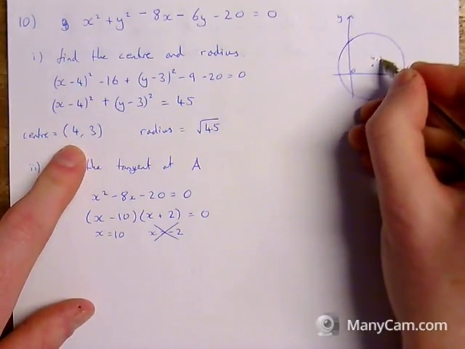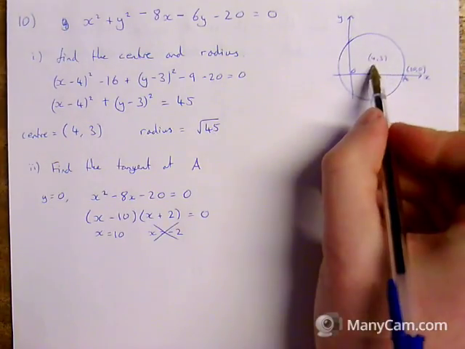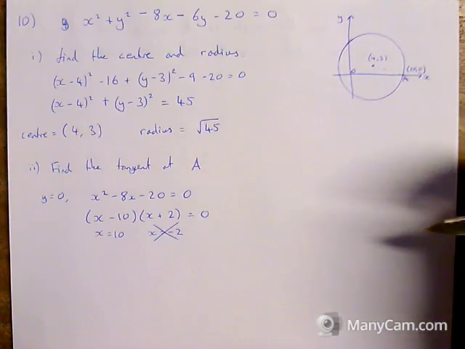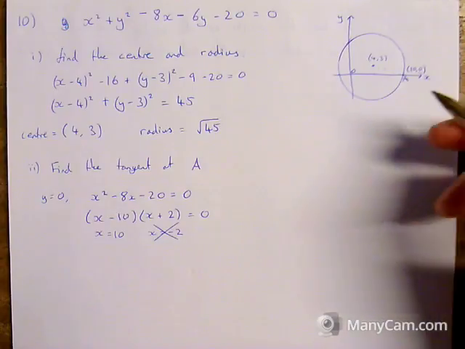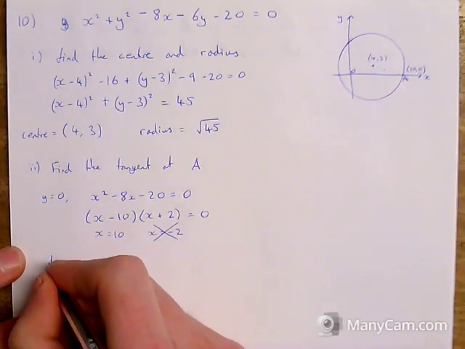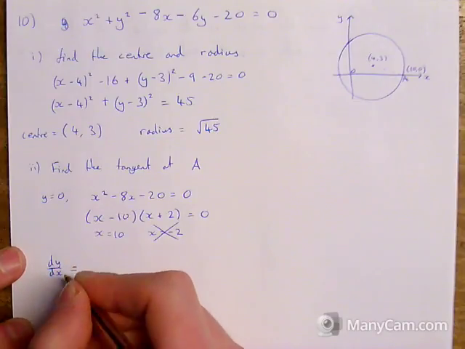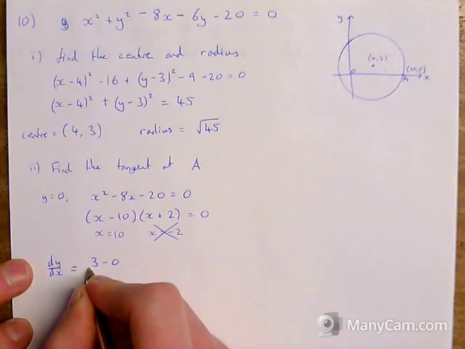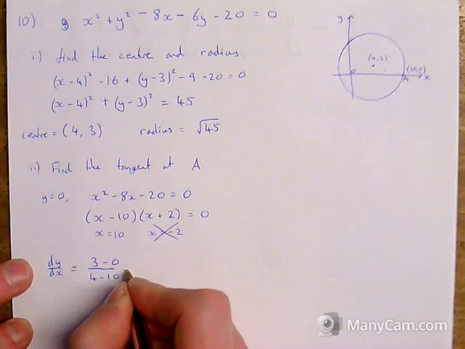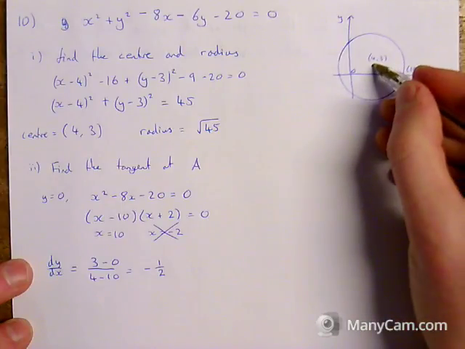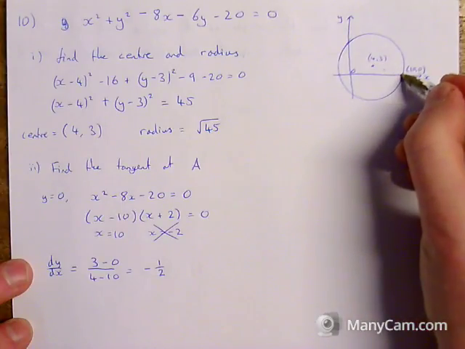And we know what the centre of that circle is. We did that earlier, we've got 4, 3. I want to work out what the gradient is going to be of that radius, so then I can work out what the gradient of the tangent is going to be. So the gradient of that radius, the difference in y divided by the difference in x. So I'm going to do 3 take away 0 divided by 4 take away 10, which ends up giving me minus a half. So the gradient of the radius is minus a half.